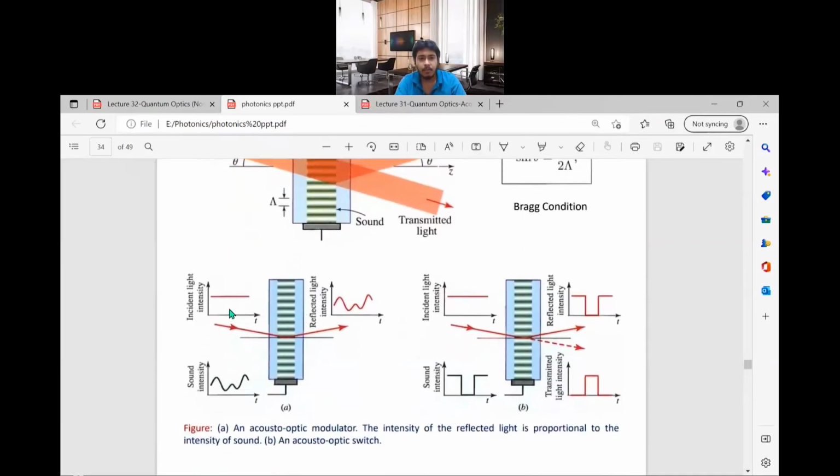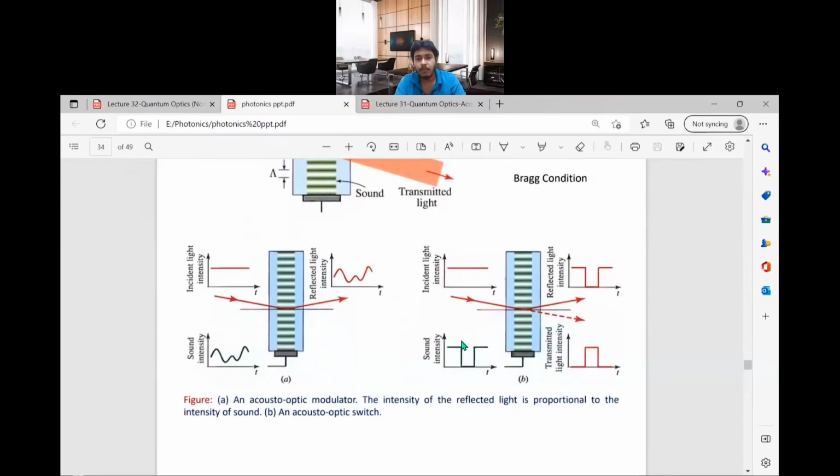So using this, light intensity can be modulated. If you have intense light, it will pass through this grating structure, the Bragg grating, and depending upon the sound wave you are giving, this material will change accordingly. So you will get the output waveform according to that.